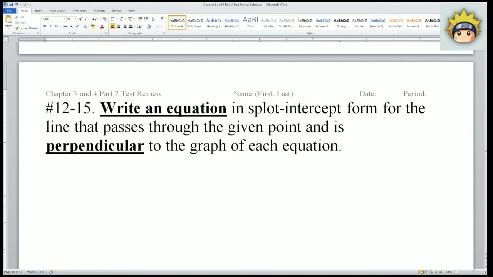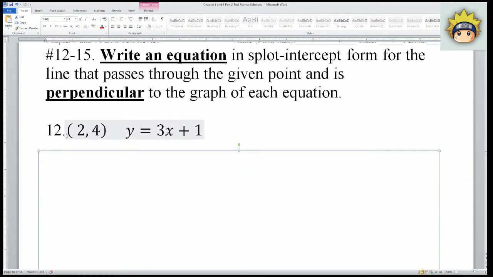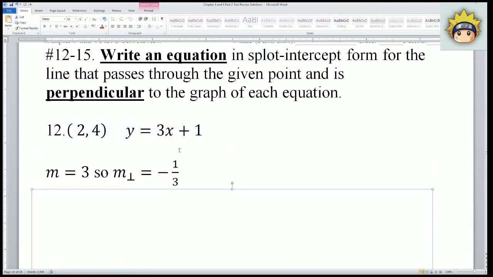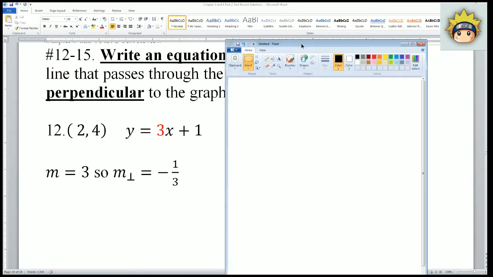It says, write an equation in slope-intercept form for the line that passes through the given point and is perpendicular, key point, perpendicular to the graph of each equation. We have here number 12, the point is (2, 4), and the equation is y equals 3x plus 1. So what's the slope here? The slope here is 3, so the new perpendicular slope is negative 1 over 3, which is the opposite reciprocal. Let me help you to remember that.